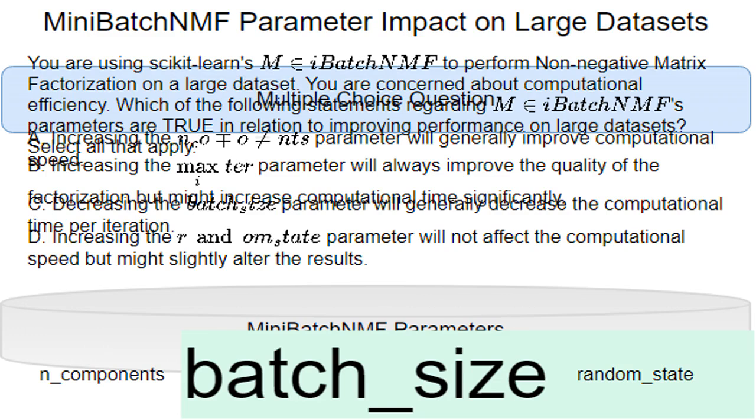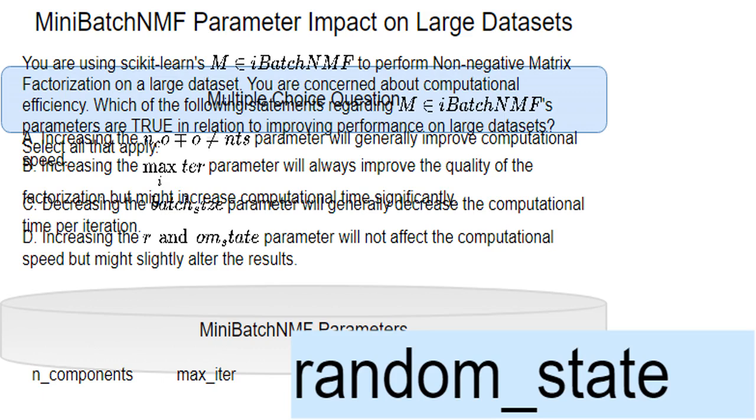This controls the size of the data chunks MiniBatchNMF processes at once. Smaller batches mean more iterations, impacting overall speed. It's a trade-off between iteration speed and the total number of iterations. This parameter controls the random number generator. It doesn't affect speed, but changing it might alter the results slightly because of the algorithm's randomness.